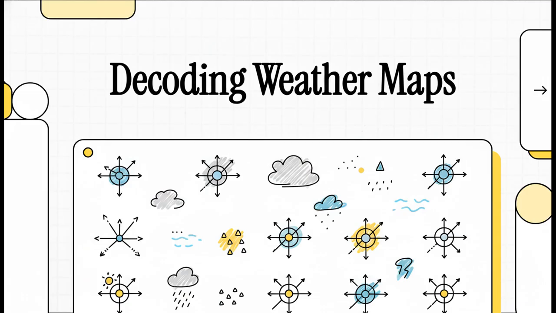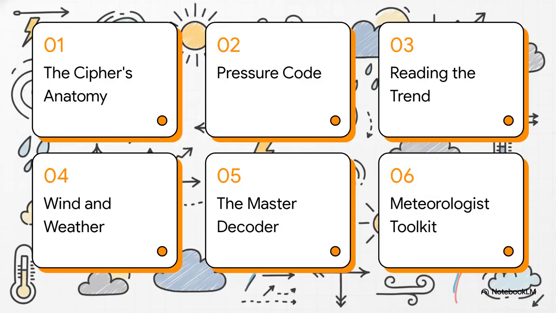Meteorologists use these super compact visual models to pack massive amounts of atmospheric data into tiny symbols. By the end of this explainer, you are going to be able to read these like a seasoned atmospheric detective. Here is our roadmap for today. We're going to cover the cipher's anatomy, cracking the pressure code, reading the trend, visualizing wind and weather, the master decoder, and finally, the meteorologist's toolkit.